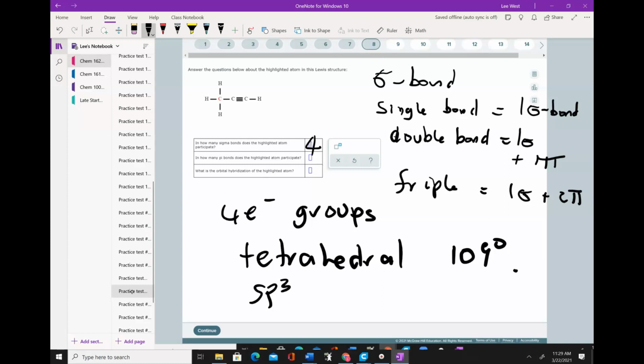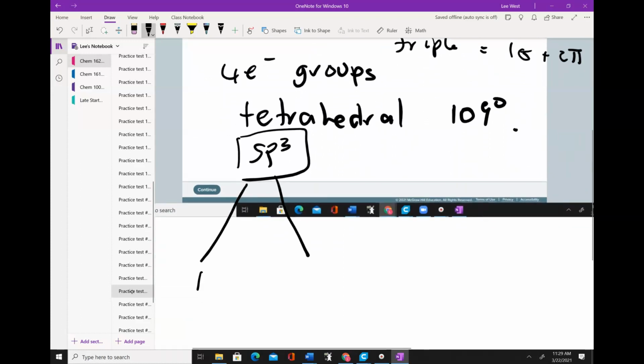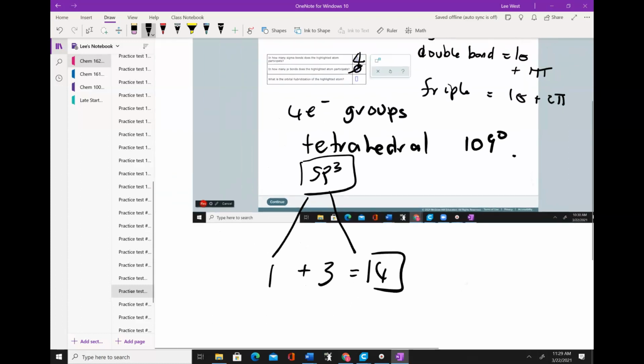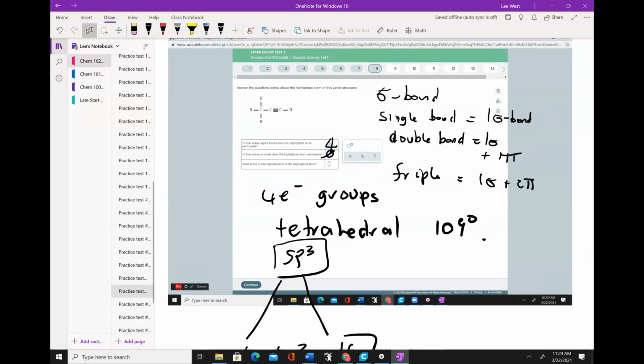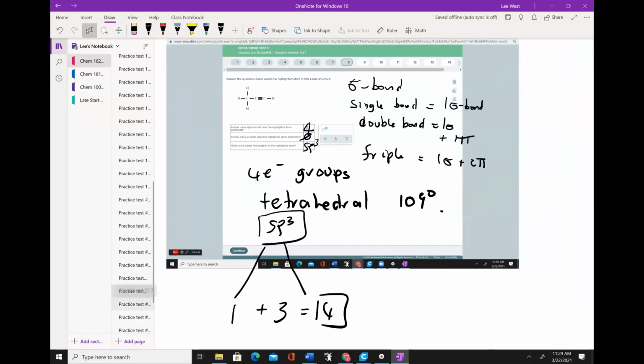How many pi bonds does the highlighted atom participate in? Well, it doesn't have any doubles or triples, so that would be 0. And then it says, what is the orbital hybridization of the highlighted atom? Well, we actually already answered that. 4 electron groups, it's sp3. Now, you can always add up the number of orbitals that are being hybridized, 1 s with 3 p's, and that gives me 4, and that should always equal your number of electron groups. So we know that that is correct. So this is sp3 because we've got 4 electron groups around that central carbon atom highlighted in red there.